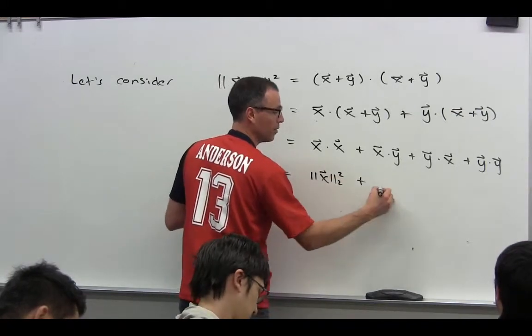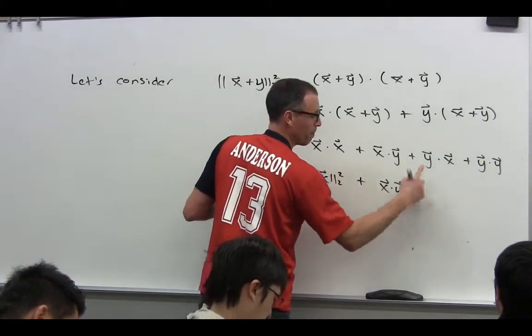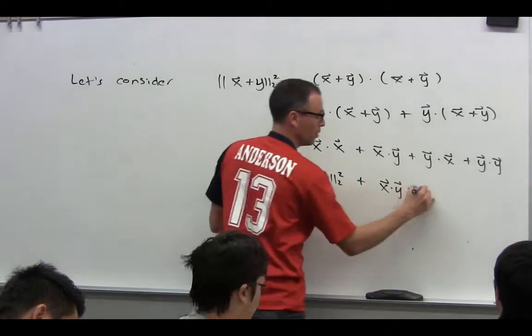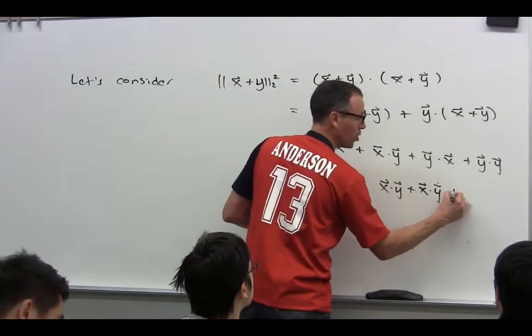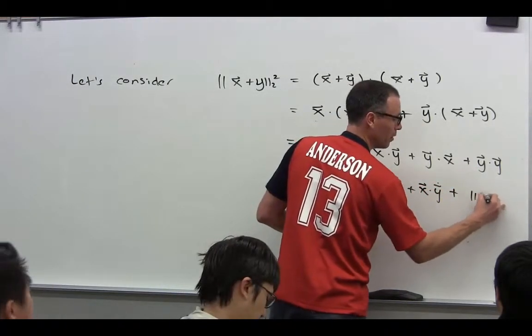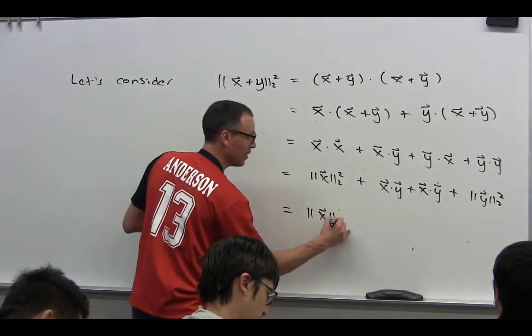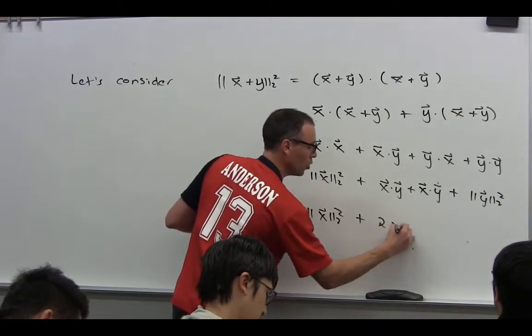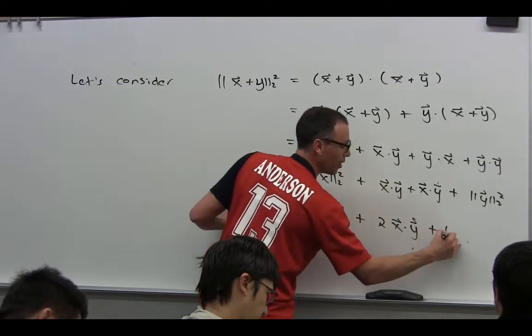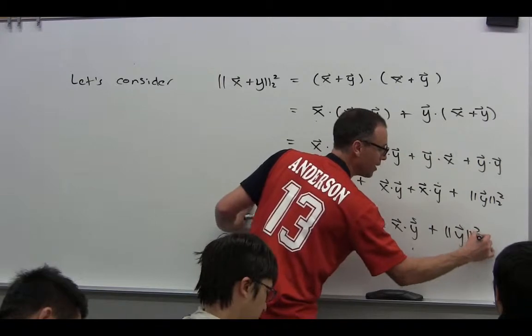2 norm of x squared. What do you know about those? Symmetric. What do you know about y inner product y? Okay, and what does that mean? This means immediately that this is 2 norm of x squared plus 2 x inner product y plus 2 norm of y squared.